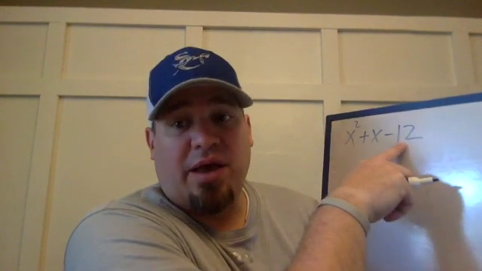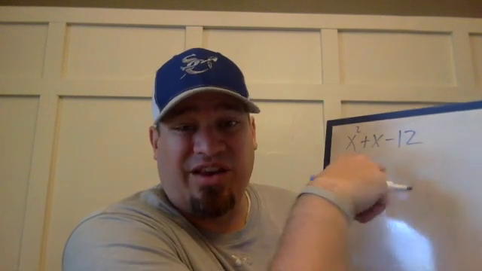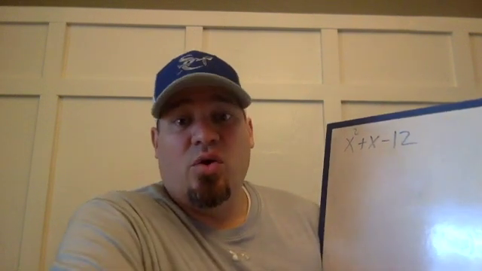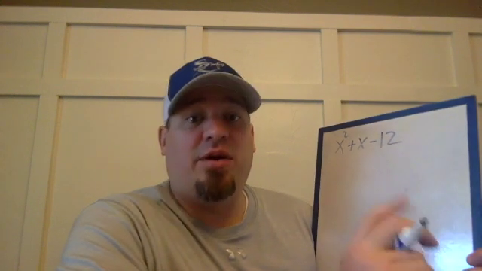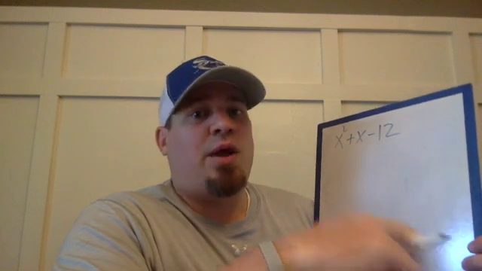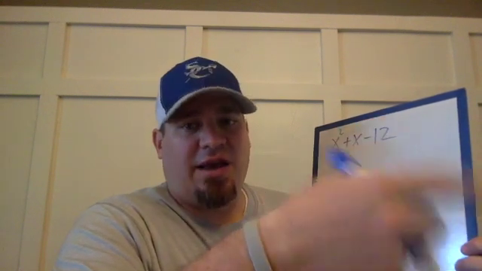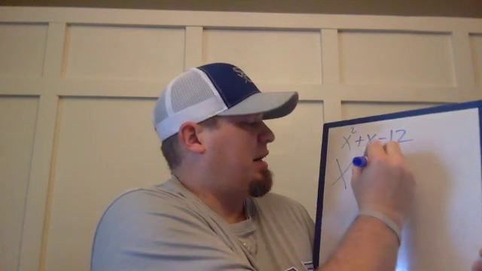Again, we're multiplying two numbers. So what's the only way we can multiply two numbers to get a negative answer? Well, that means one of them is going to be positive and one of them is going to be negative, because a positive times a negative is a negative, right? But when I add a positive and a negative, I'm actually subtracting. Okay, so let's draw out my X box.